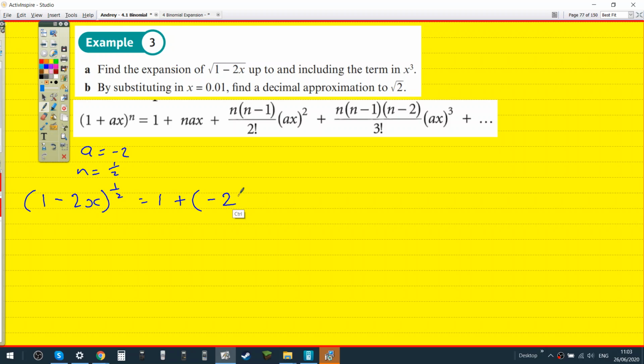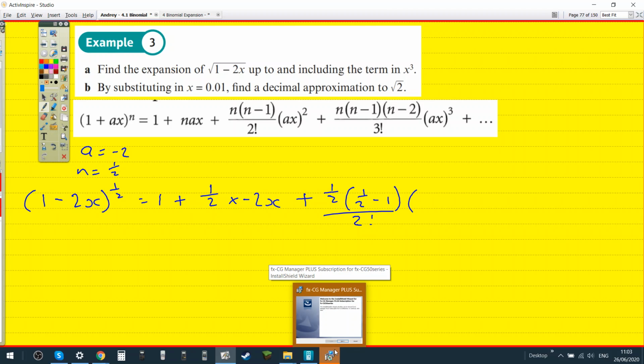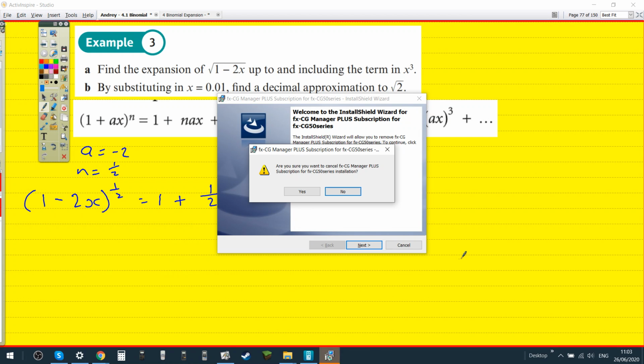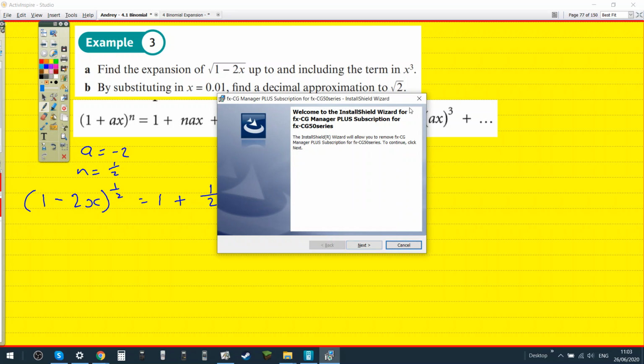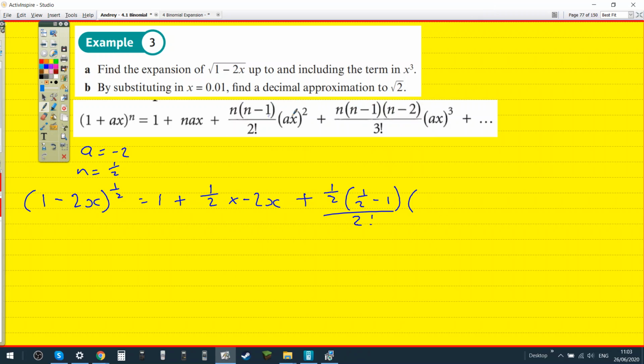So n is a half. A half times minus 2x. Plus a half times minus 1 over 2 factorial, times minus 2x squared. Yeah, this thing. Sorry, minus 2x squared.